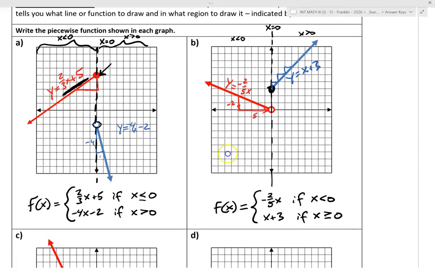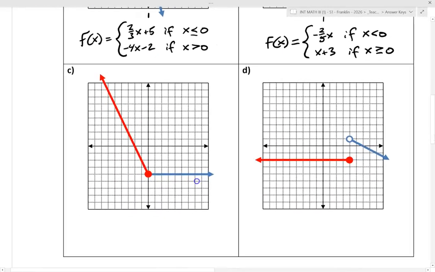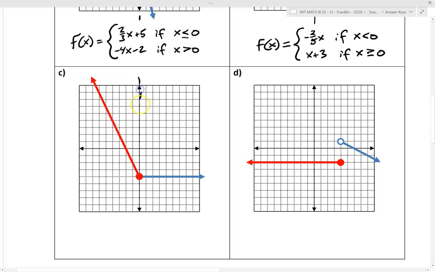All right, let's keep going. Now the next one, we are again changing at 0. So x equals 0 is our change line. Let's see if we can build the function without writing the equations on the graph, just in case anybody would prefer to do that. That's okay.